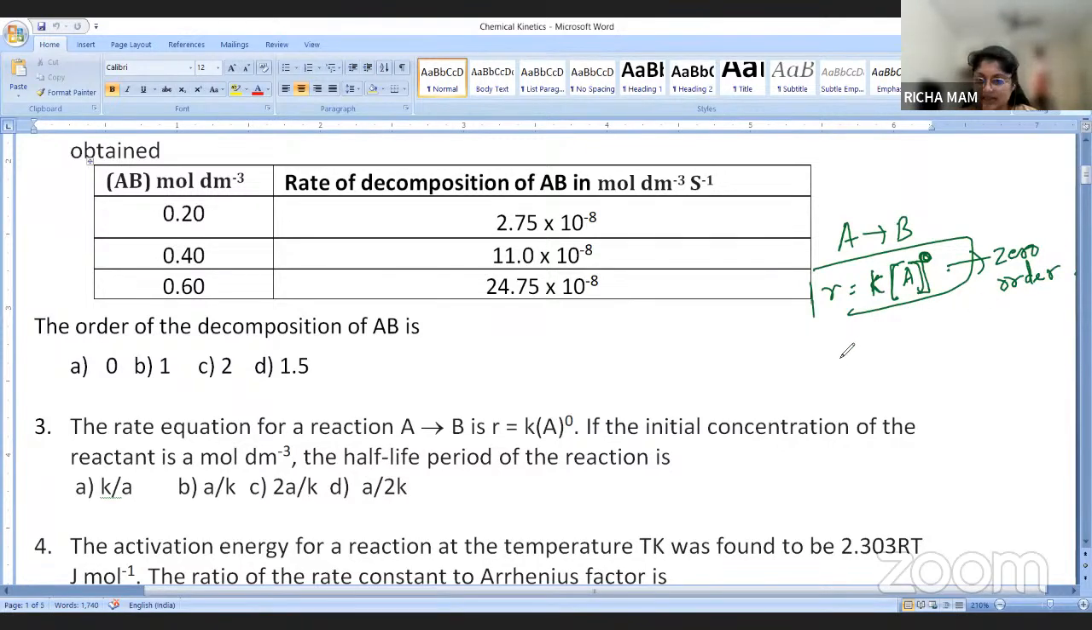So for a zero order reaction, t half is directly proportional to the concentration of A. We can write it as t half is equal to A by 2k. So what is the answer? A by 2k. So option number D is the answer.